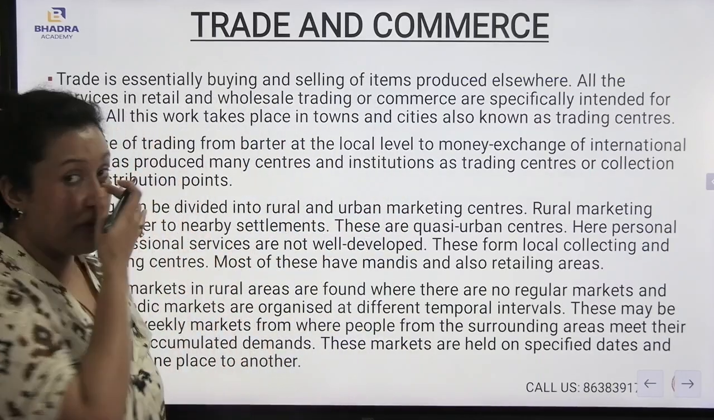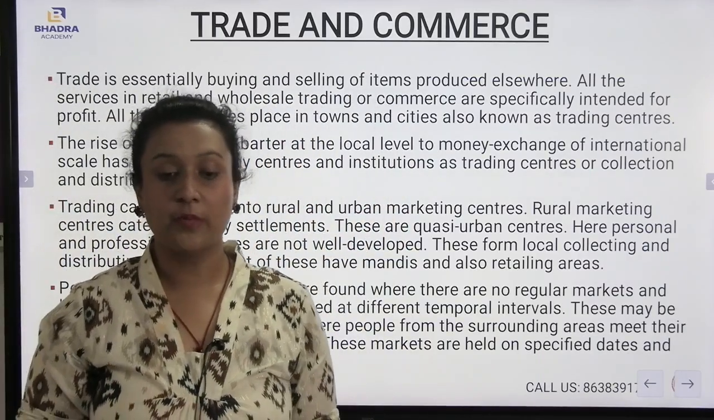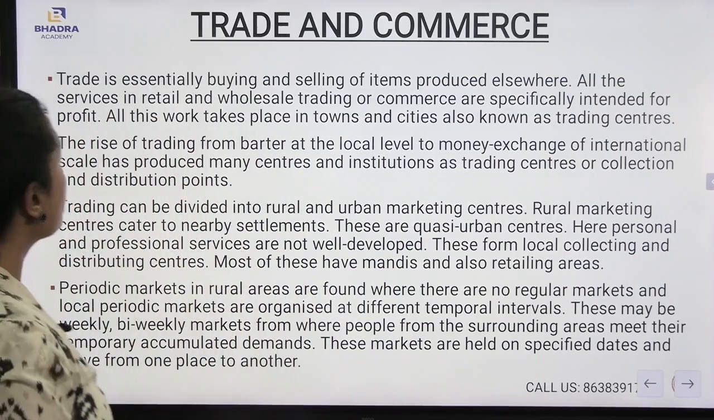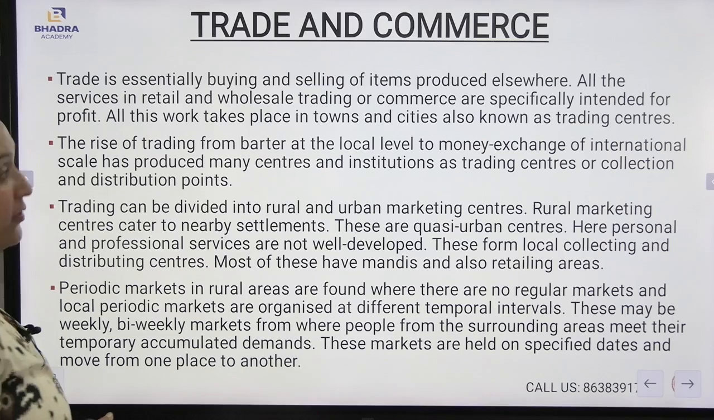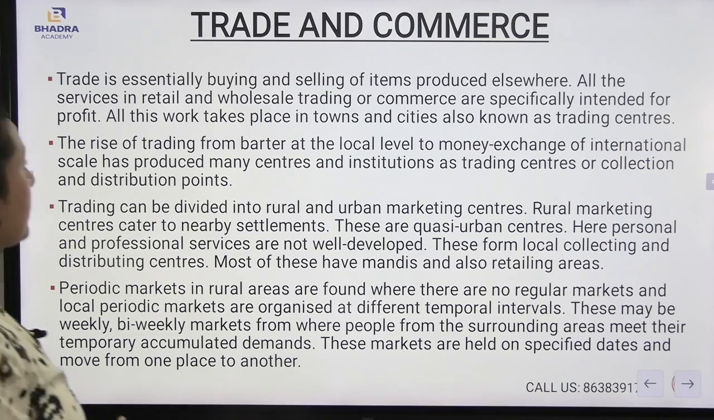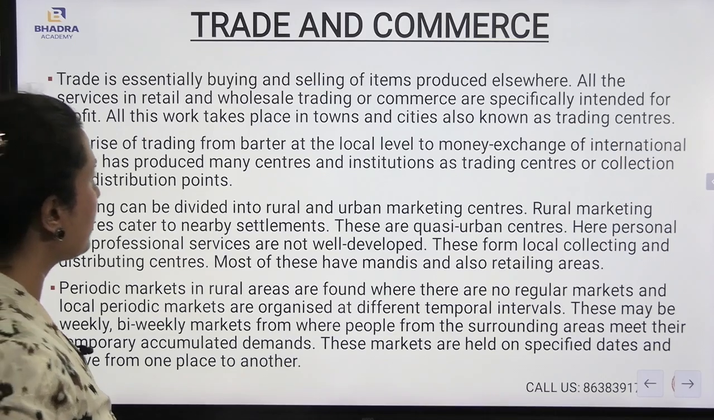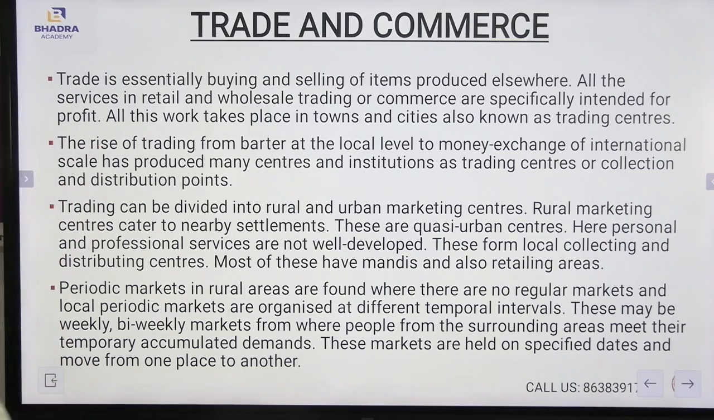We will be understanding about trade and commerce. Now what do you mean by trade and commerce? Trade is essentially buying and selling of items produced elsewhere. All the services in retail and wholesale trading or commerce are specifically intended for profit. All this work takes place in towns and cities known as trading centers.